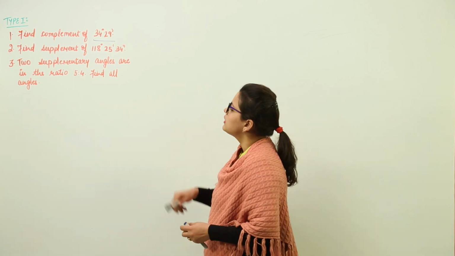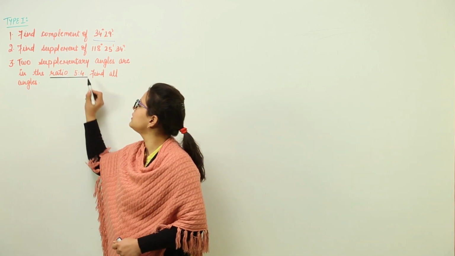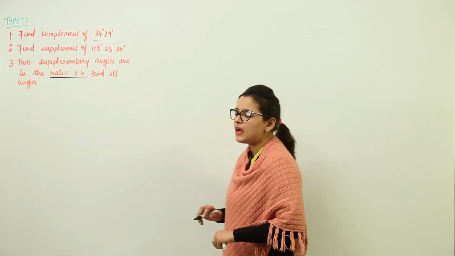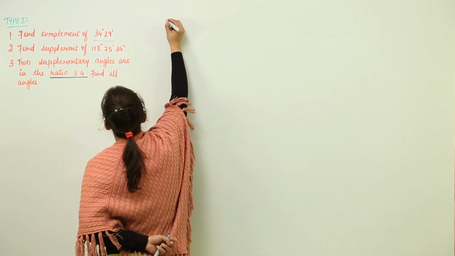Question number 3. The two supplementary angles are in the ratio 5:4. We have to find all the angles, that is, the two supplementary angles. Now as we have discussed earlier, the ratio does not represent the actual measurement.